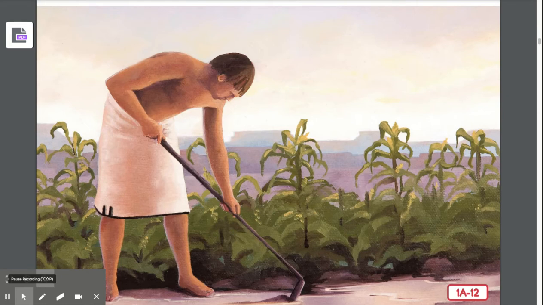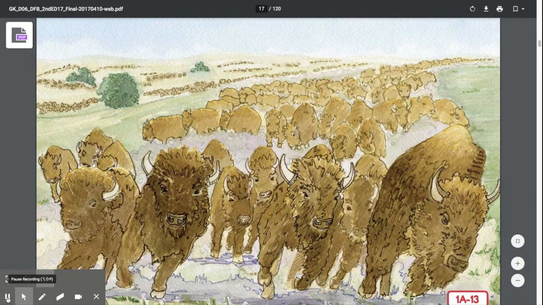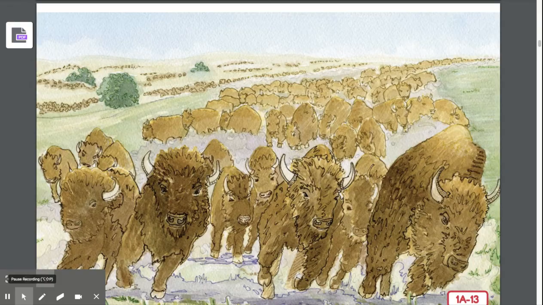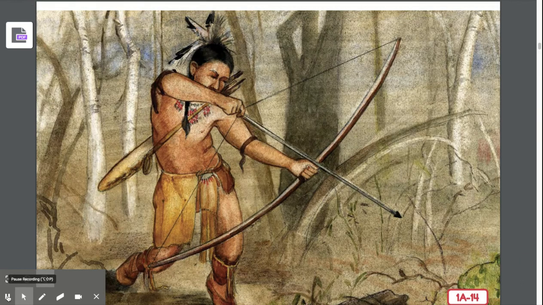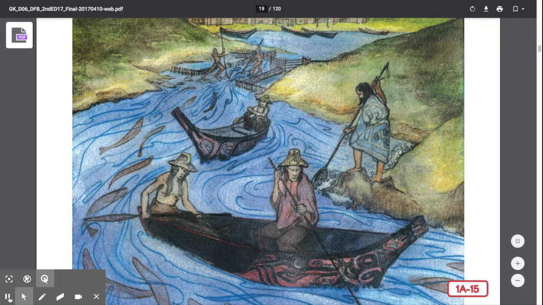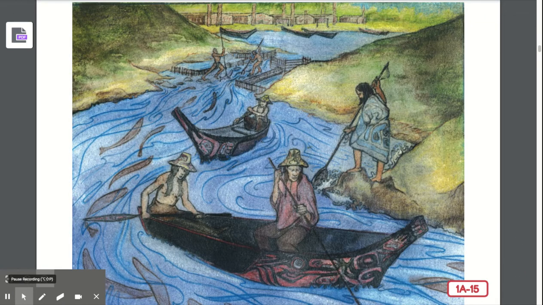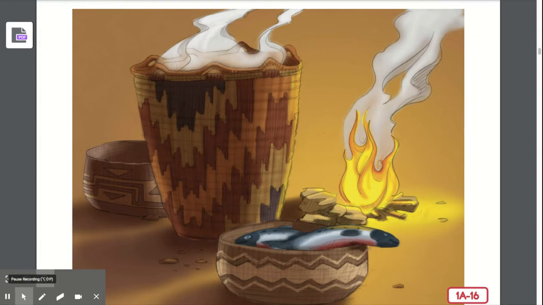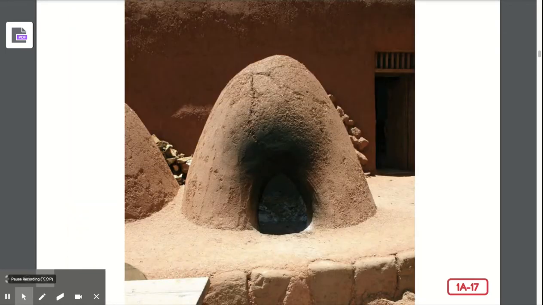Some Native Americans grew their own vegetables and fruit. Others hunted buffalo. Some Native Americans hunted woodland animals. Others caught fish from rivers, lakes, and oceans. Some Native Americans cooked their food over an open fire. Others baked food in specialty made ovens.